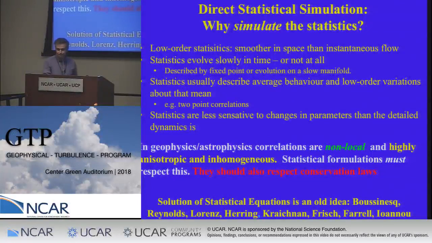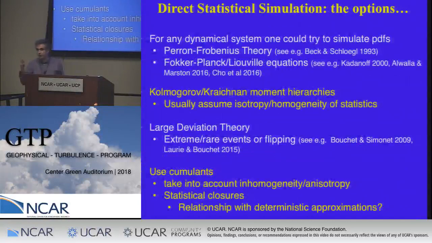Okay. So what are the options if you want to know something about the statistics? Well, it's well known that in some sense you can write down a very simple equation which will just give you the answer. For any dynamical system, you could just try and simulate the PDFs and use Perron-Frobenius theory to derive some kind of Fokker-Planck or Liouville equations, and this really does just give you the answer. You can write down the equation that you have to solve. The problem is you just can't solve it. I mean, it's computationally impossible to do.